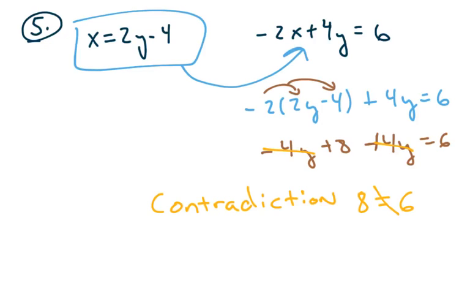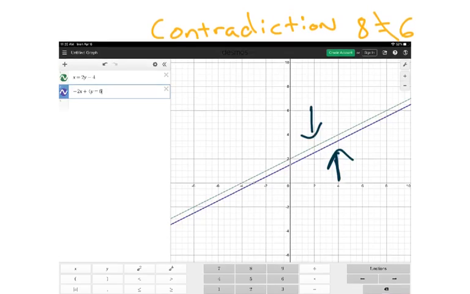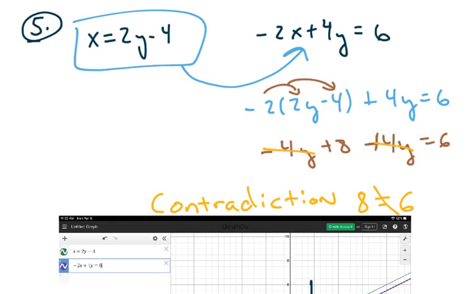So let's look at this from a graphical perspective. When we look at the graphs, we can clearly see that both of these lines are in fact parallel. So the graph will never cross, and hence there's never a solution. So that's kind of nice.